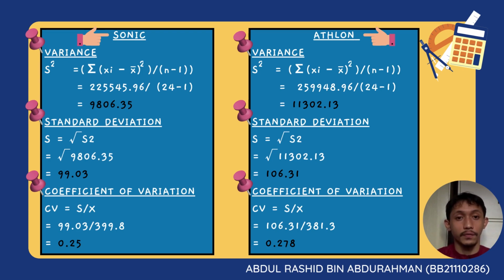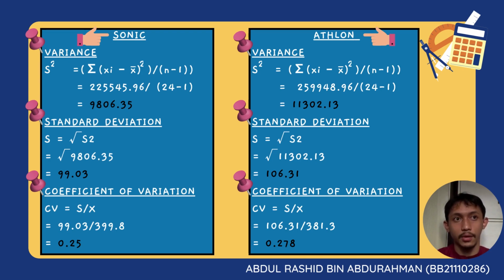For the coefficient of variation, we divide the standard deviation by the mean. So 99.03 divided by the mean, that is 399.8. So we get 0.25 for the coefficient of variation for Sonic.